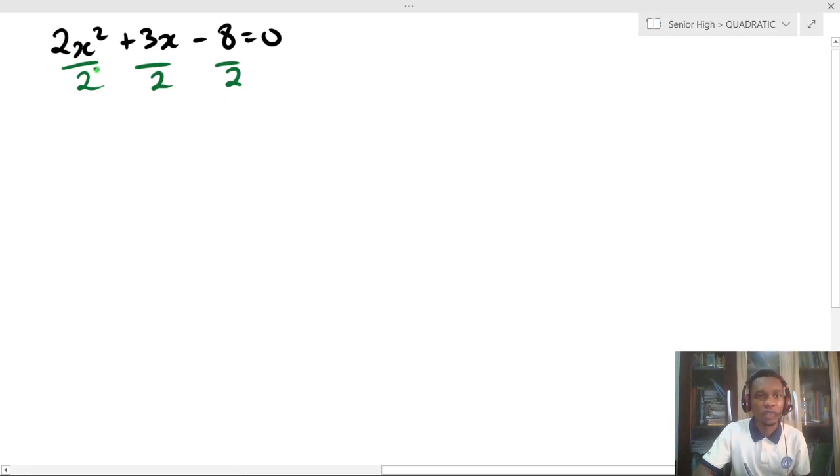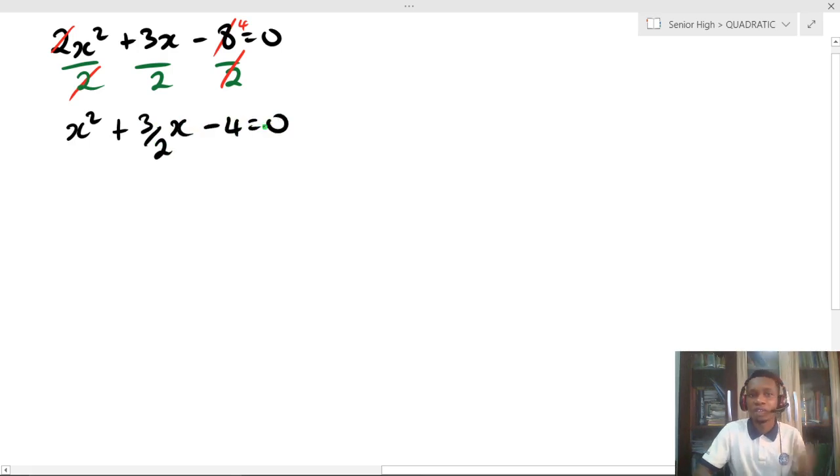We have that 2 dividing everything here. So now the 2 cancels out here, and therefore we have x squared. Also, we know that 2 will cancel out this one here, so it's remaining 4. So what do we have here? We have that x squared plus 3 over 2x minus 4 is equal to 0. Okay, so now we can proceed.